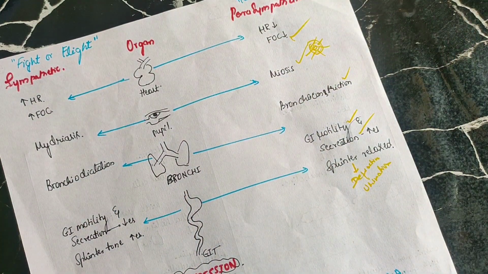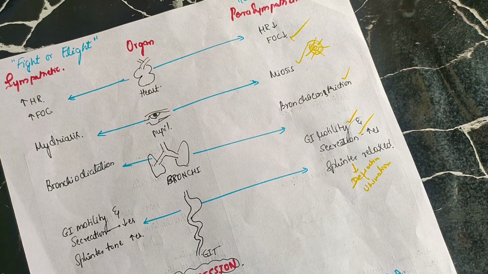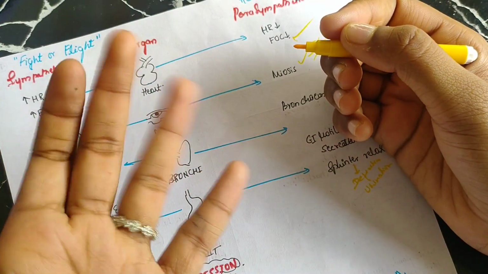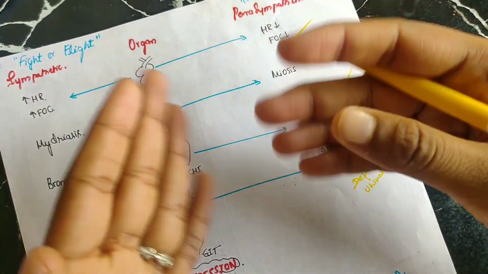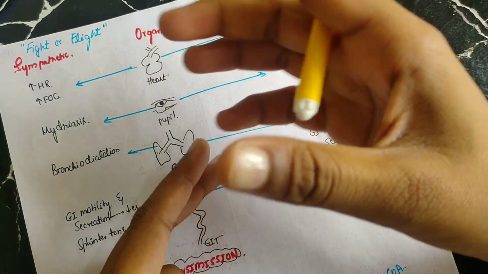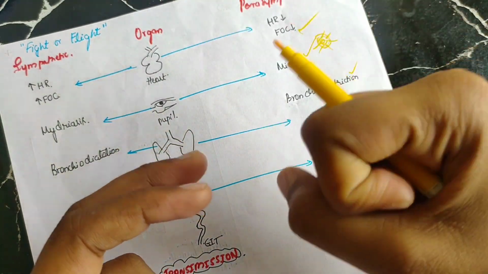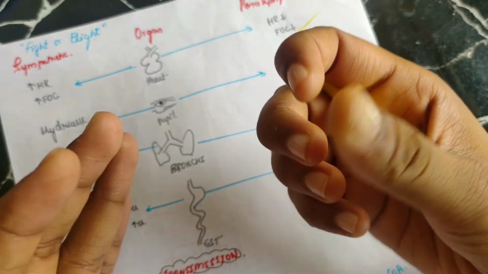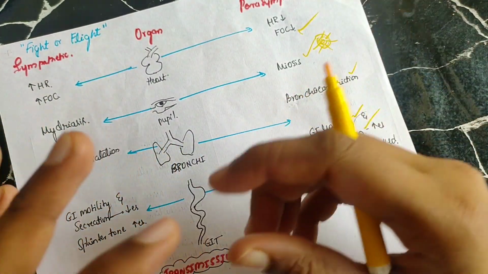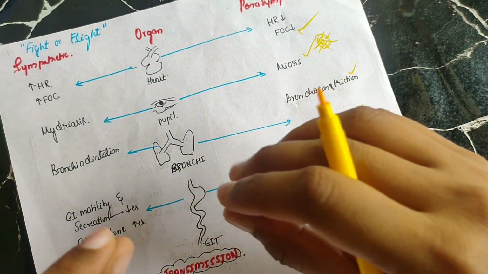And GIT secretion will be increased, and motility is increased, and sphincters will be relaxed, so that defecation and urination will occur. This is on the GIT. And then bronchial constriction will be there, because it doesn't require much energy, much oxygen. And on the eye, miosis will be there. We are calm, so the pupil is not dilated.